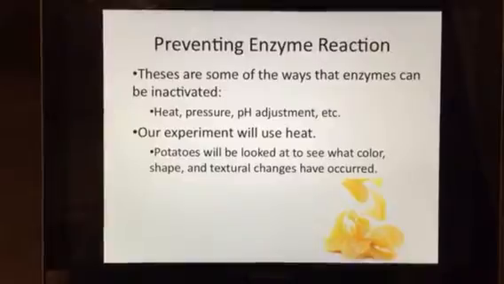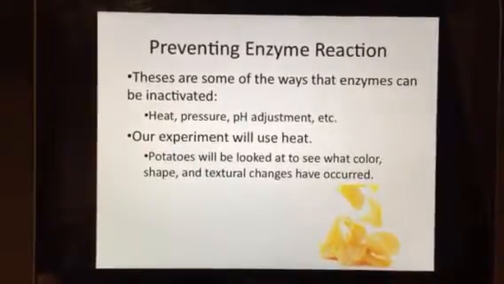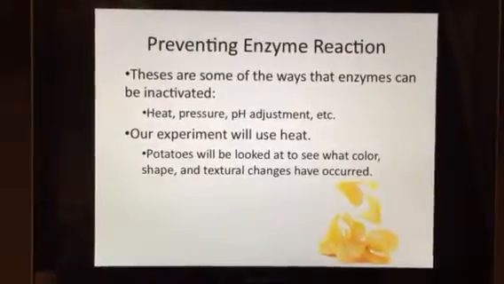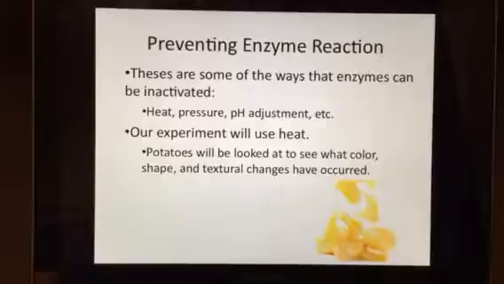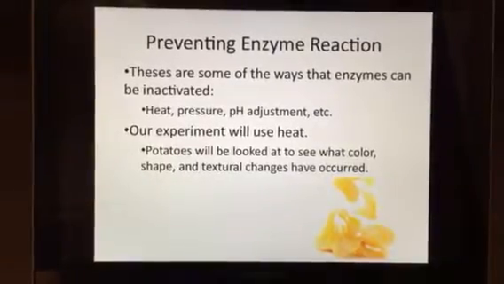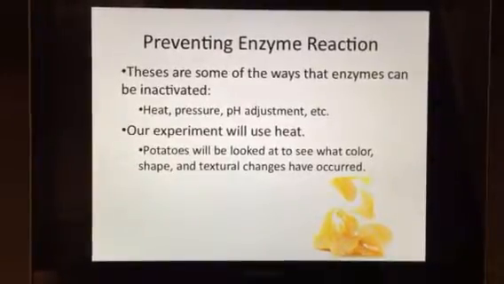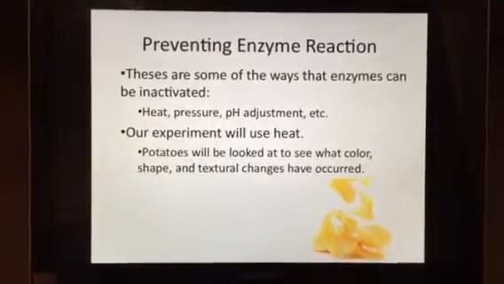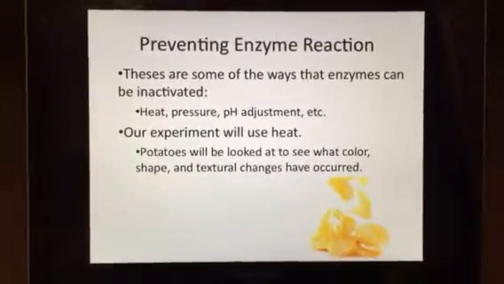Now, you may think that this might be an annoying reaction, and at times it can be, and in others it's not. So there might be some good ways to help control or prevent this reaction from occurring. When we say this, we mean to inactivate our enzyme or stop our enzyme from working. There are several different ways that you can do this, but the ones that I'm going to focus on today are going to be heat. I could also utilize pressure, or I could also utilize pH adjustment as well.